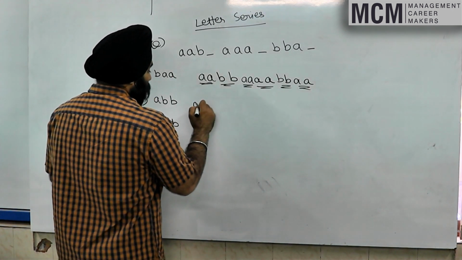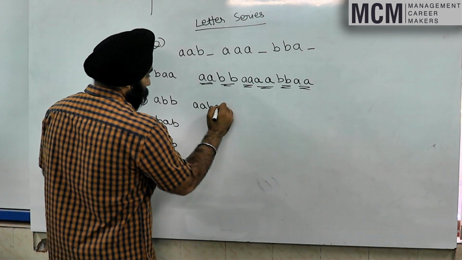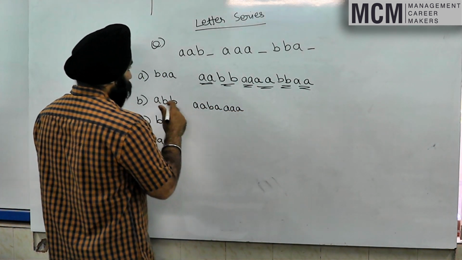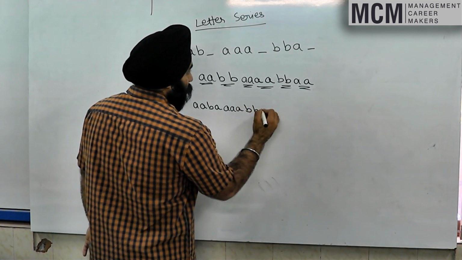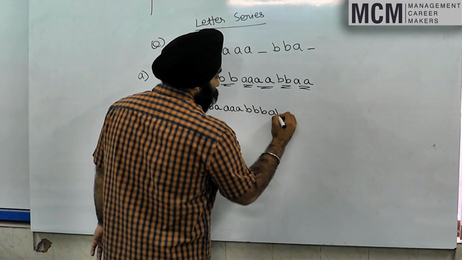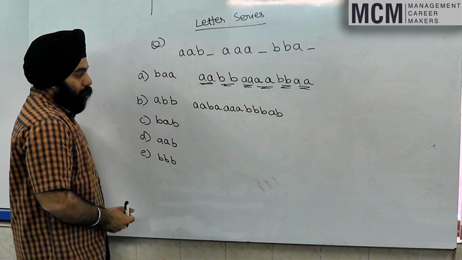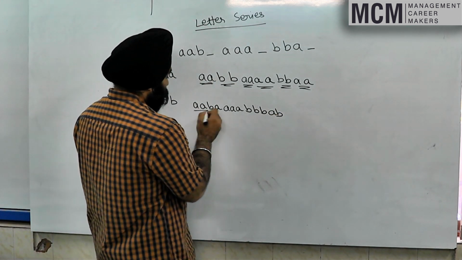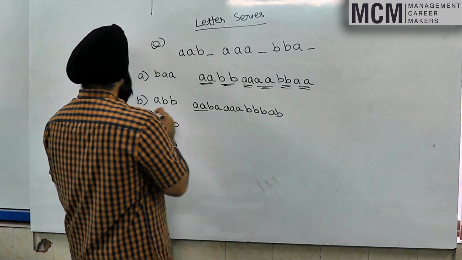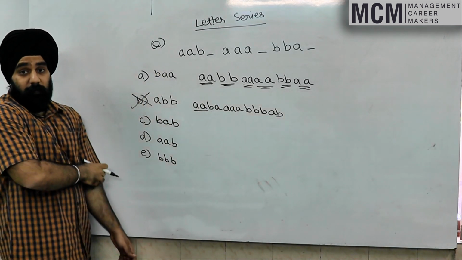Okay? You have again A, B, A. Then you have A. You have B, B. And then you have A, B. You can see over here there is no pattern which is being formed. So you can definitely reject this.